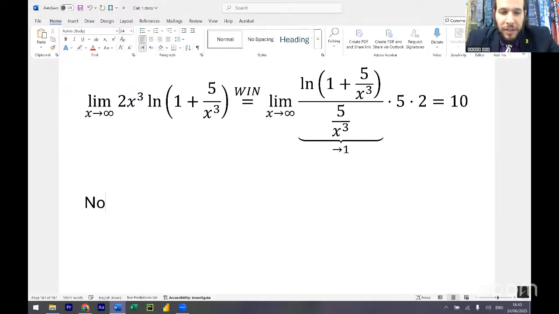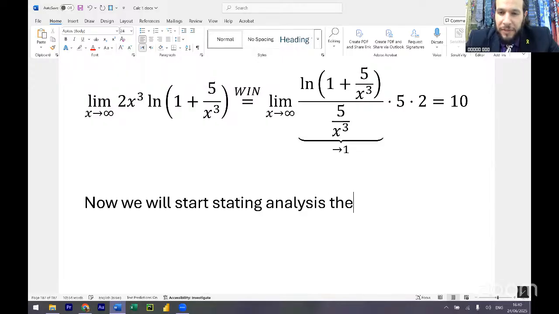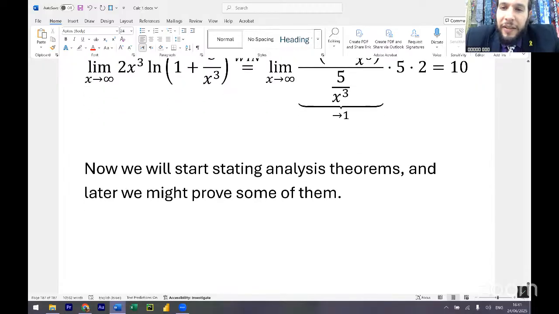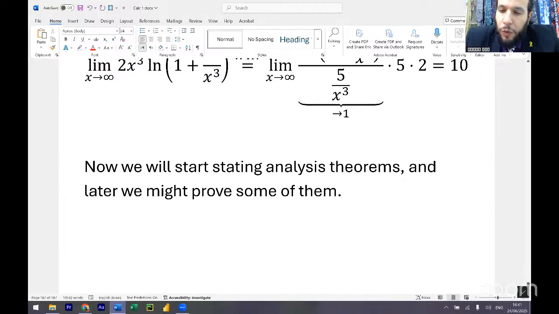So now we will start stating analysis theorems, and later we might prove some of them. But mostly I will give examples like you saw. The most important thing for me is for you to have the ability to work with functions and analyze them. That's the idea. It goes together with understanding the theorems, but given that we don't have a lot of time, it's more important for me for you to be able to actually do analysis of functions.